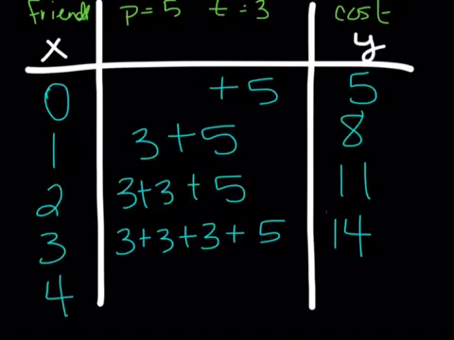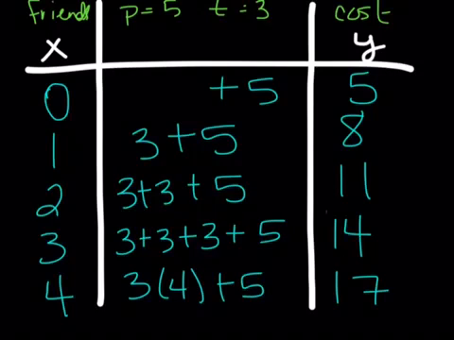What about 4? Well, I don't want to write 3 4 times, so what can I do? I can do 3 times 4 plus 5. Well, 3 times 4 is 12, plus 5 is 17. Now, I need to write the equation, and my equation is obviously a 2-step. So it's going to be y equals mx plus b.